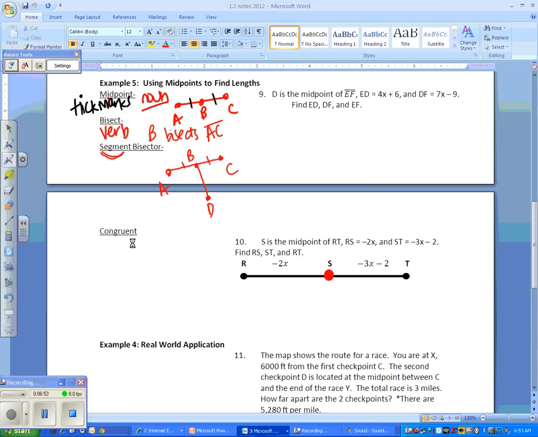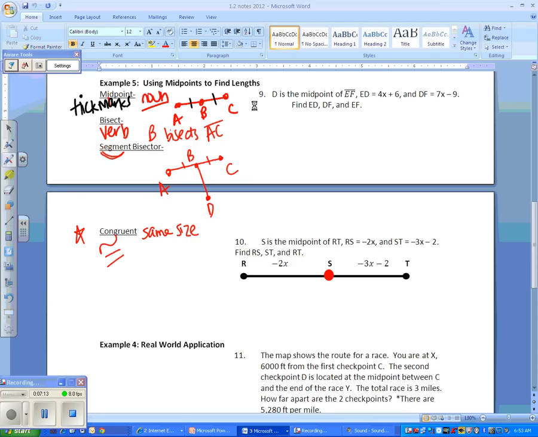Okay, and then the last word before we move on to some more problems is congruent. I want you to write down this symbol. We use this so much in geometry, and I want you to write down that congruent means the same size. And we'll talk about why we can't just use an equal sign tomorrow. So we'll put a star. We'll talk about this more tomorrow.